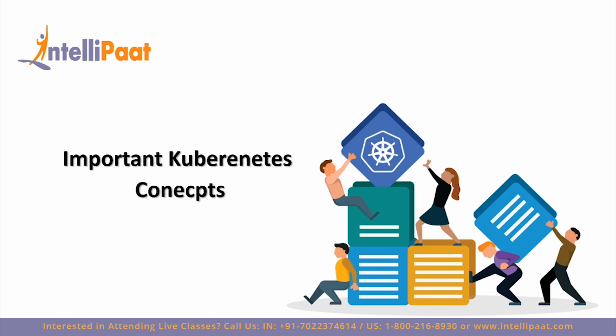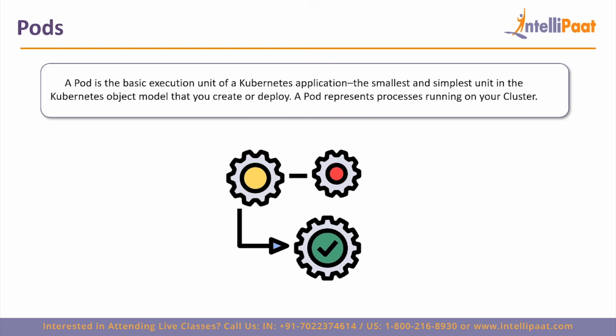Let's quickly talk about some of these important concepts. So we'll start with the pod. A pod is a basic execution unit of the Kubernetes application. It is the smallest and the simplest unit in the Kubernetes object model that you can create or deploy. A pod represents a running process on your particular cluster. It basically represents the running processes which are there on your cluster.